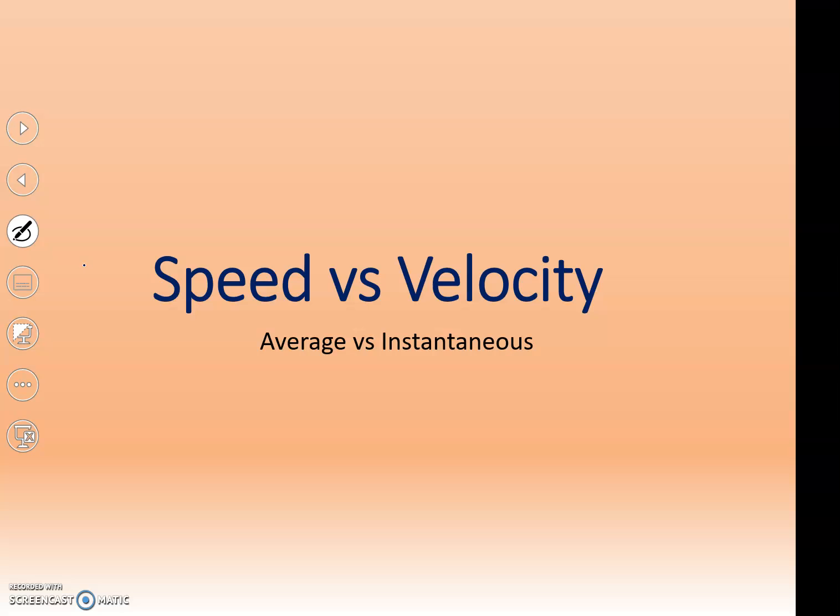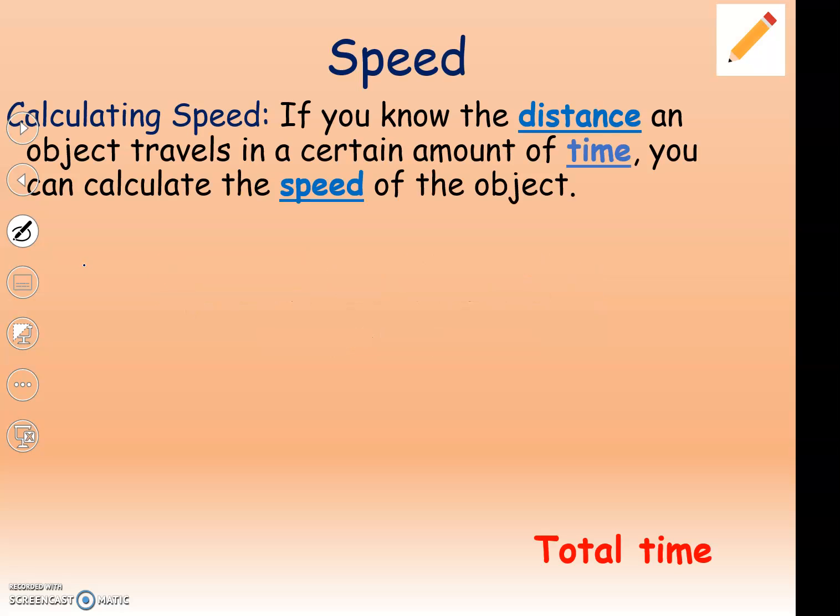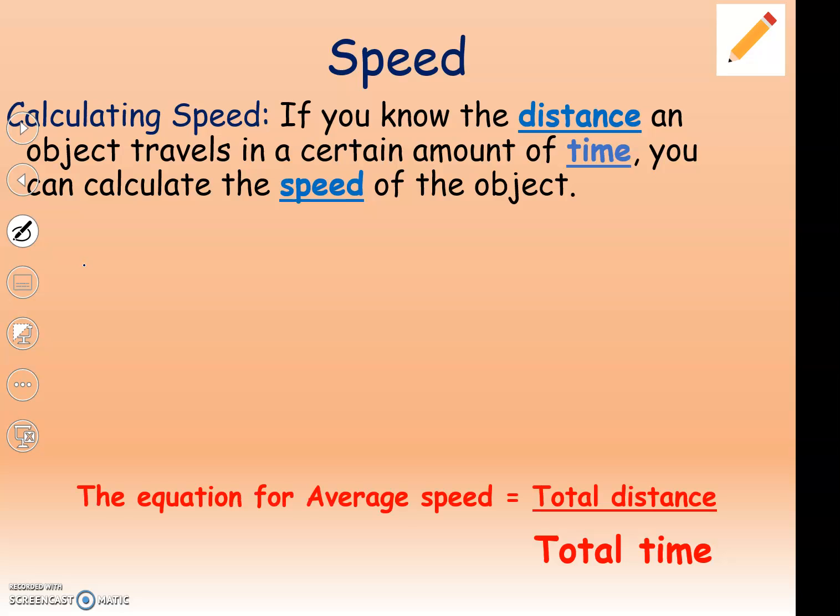All right, we're going to dig into speed and velocity. And with that, we're going to be talking about average and instantaneous. So first with speed. With speed, to calculate it, you have to know the distance that an object travels in a certain amount of time. So you have to have distance, you have to have time in order to calculate it.